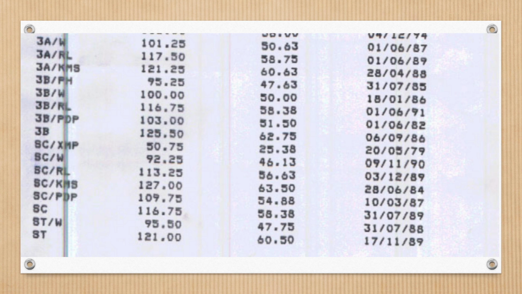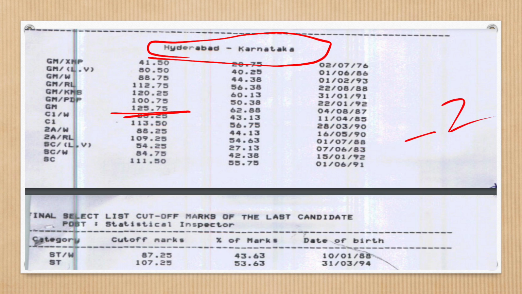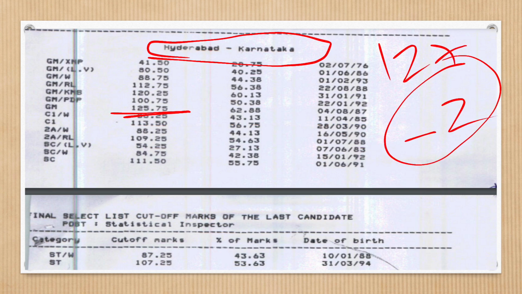Next, 3A women 101, 3A rural 117, 3B 125, SC 116, ST 121. You can pause the video and see all the cutoffs. These are the previous year cutoffs. And this is specifically for the Hyderabad Karnataka region. Here GM is 125, just minus 2 marks from 127, that is 125 marks cutoff.